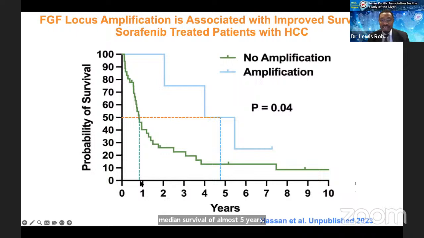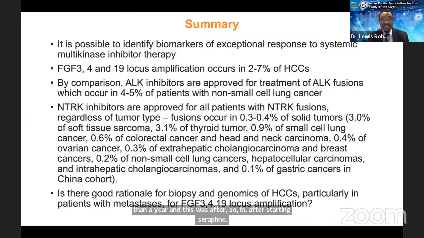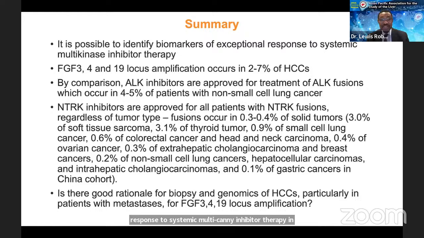And this was after starting sorafenib. So it's possible to identify biomarkers of exceptional response to systemic multikinase inhibitor therapy, in this case, sorafenib. And we see that the FGF3/4/19 locus amplification occurs in, depending on the cohort, between 2% and 7% of HCCs.